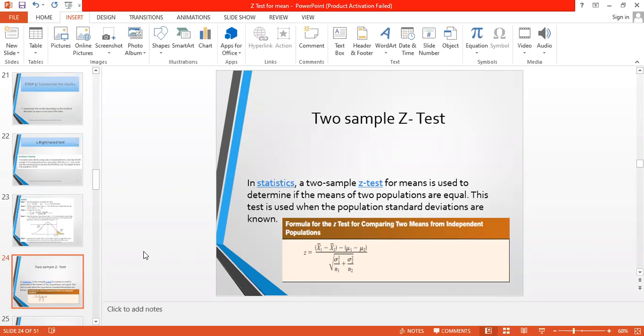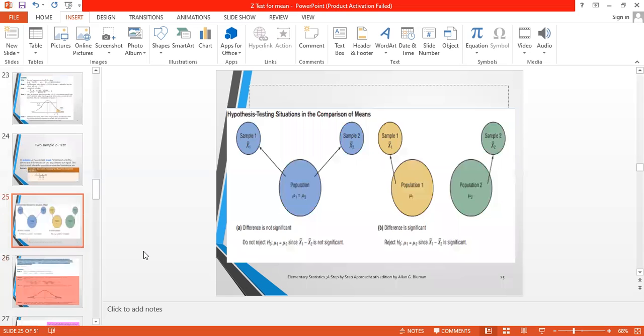First, we discussed the one sample z-test, whether it is a right tail or a left tail. And now we discuss the two sample z-test by using this formula. Hypothesis testing situation in the comparison of means. These are independent populations and two sample populations. This is one sample and this is two sample.